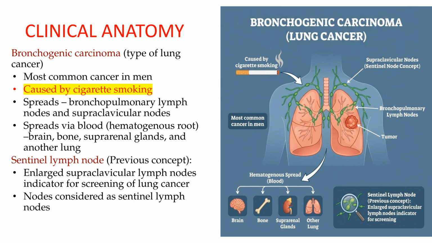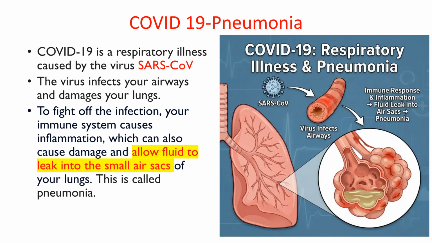In clinical anatomy, bronchogenic carcinoma, a type of lung cancer, is commonly caused by cigarette smoking. It often spreads to the bronchopulmonary and supraclavicular lymph nodes, as well as via blood to organs like the brain and bone. Enlarged supraclavicular nodes can be an indicator for screening. COVID-19 pneumonia is a respiratory illness where the SARS-CoV-2 virus damages the airways and lungs. The immune response causes inflammation, leading to fluid leakage into the air sacs, resulting in pneumonia.